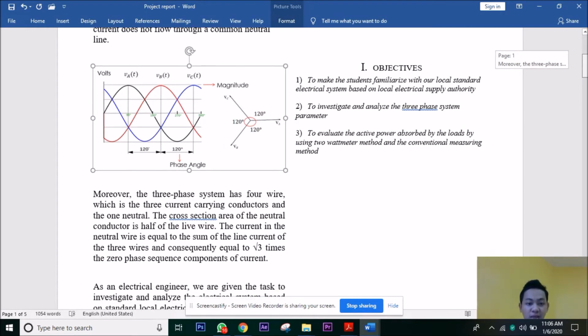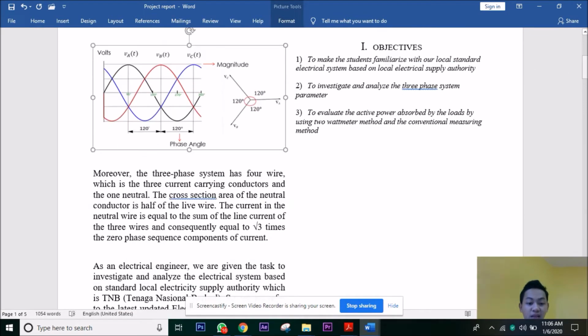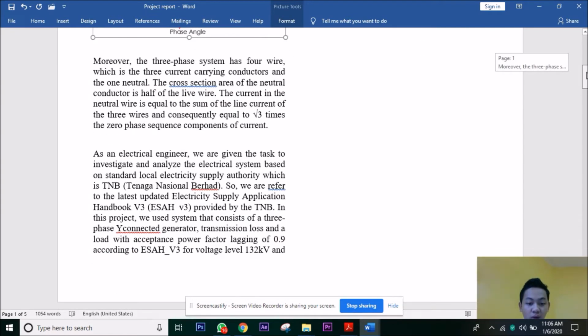In this project, as electrical engineers, we are given the task to investigate and analyze the electrical system based on the standard of the local electrical supply authority, which is TNB in our country, Malaysia. So we refer to the latest updated Electrical Supply Application Handbook, ISA V3, provided by TNB. In this project, we use a system that consists of a three-phase Y-connected generator, transmission line, and a load with acceptable power factor lagging of 0.9 according to ISA V3 for voltage level 1 to 33 kV and above.